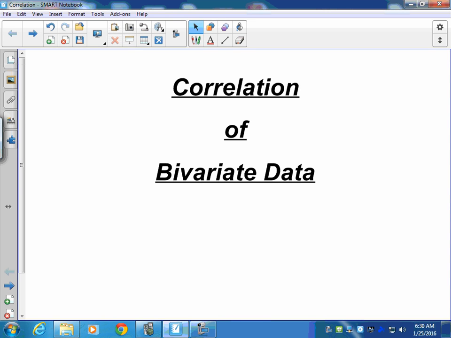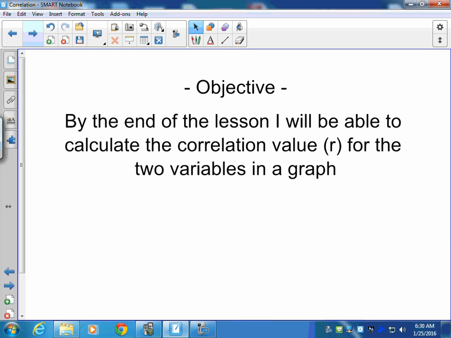Hello and welcome to today's lesson on the correlation of bivariate, or two-variable, data. Our objective for today: by the end of this lesson, I'll be able to calculate the correlation value for two-variable graphs and use that in descriptions of two-variable scatter plots.